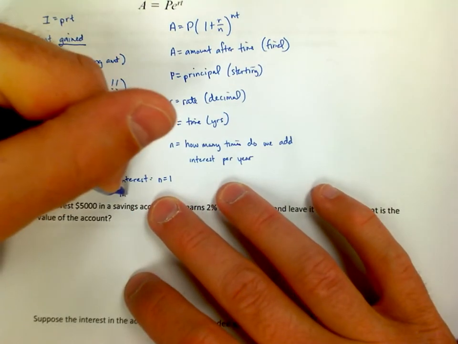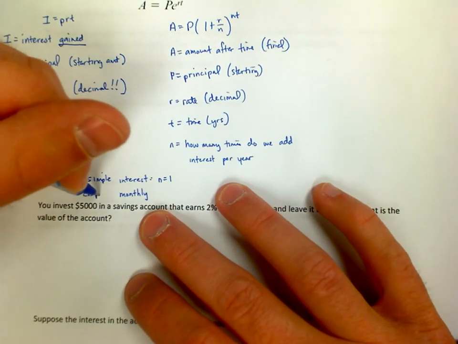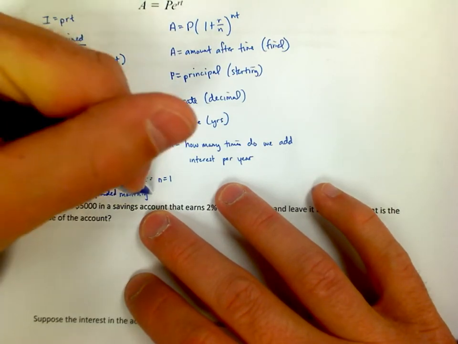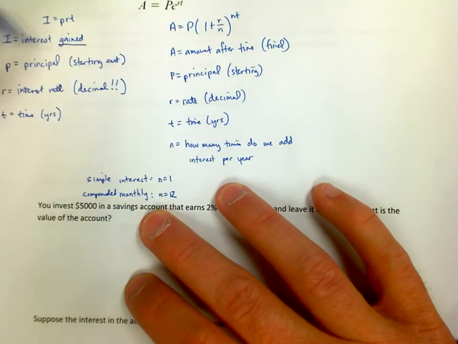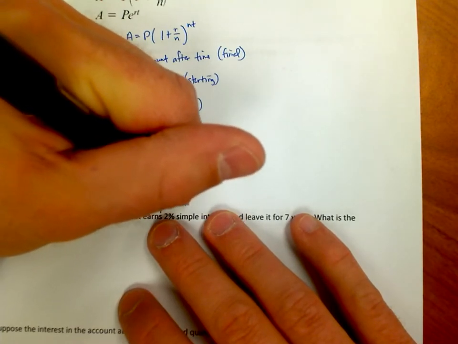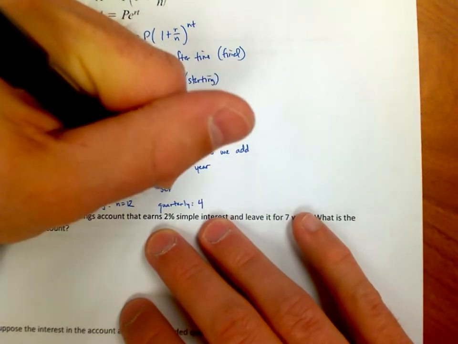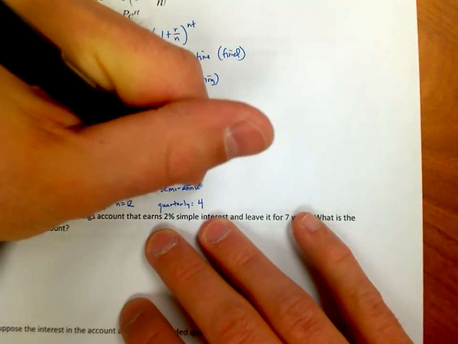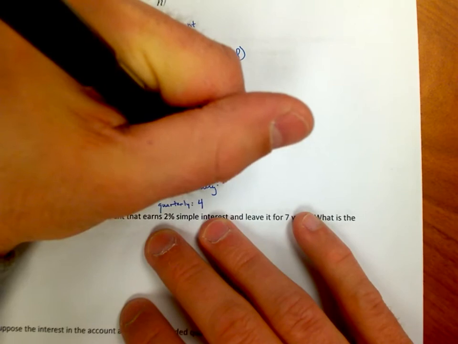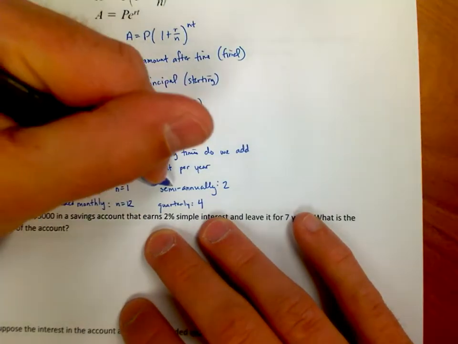If it's compound interest and it's compounded monthly, that means we put N equals 12, 12 times per year. Perhaps it compounds quarterly, and that would be 4 times per year. Maybe it's semi-annually, and that would be 2 times per year, because semi means 2, or half.